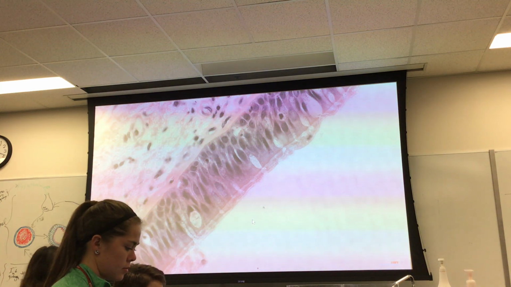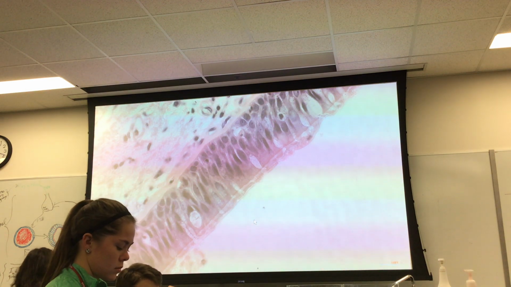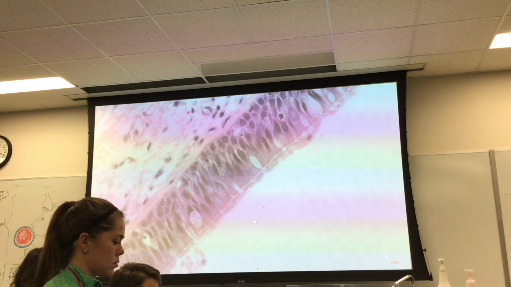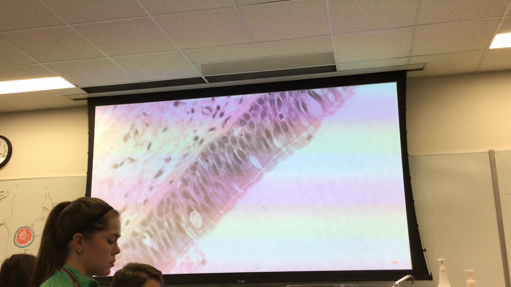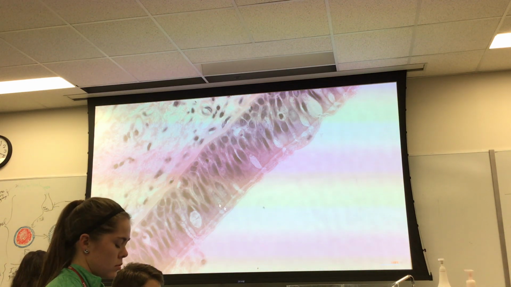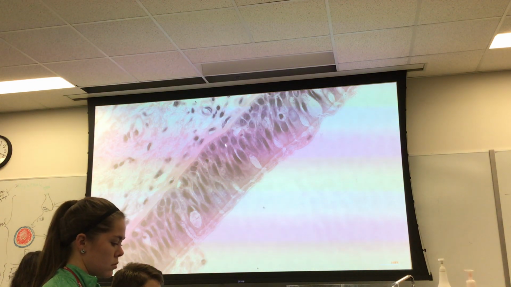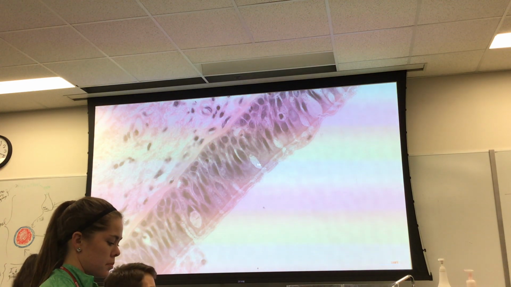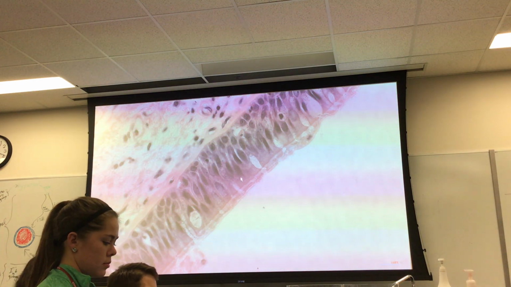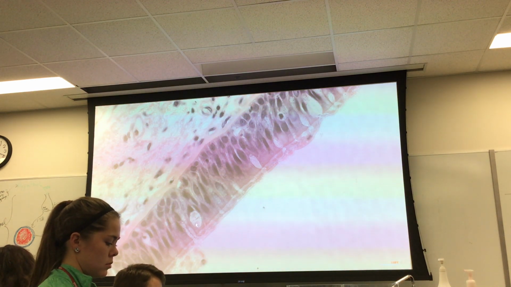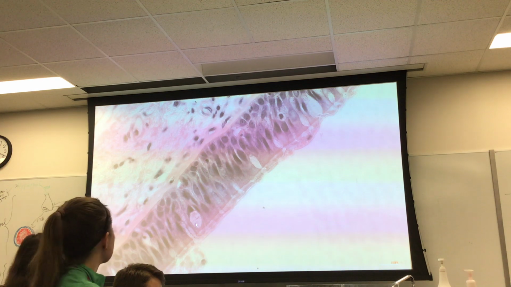Now keep in mind, this is a simple epithelium. Now the simple epithelium is defined as every cell touches the basement membrane. Not every cell makes it to the lumen. So in this case, basal cells certainly don't make it to the lumen, but they do touch the basement membrane. And on the other end, you have ciliated cells and goblet cells. They do touch the basement membrane.